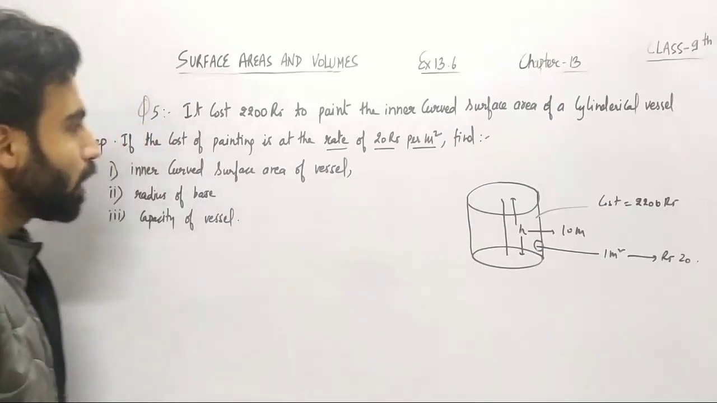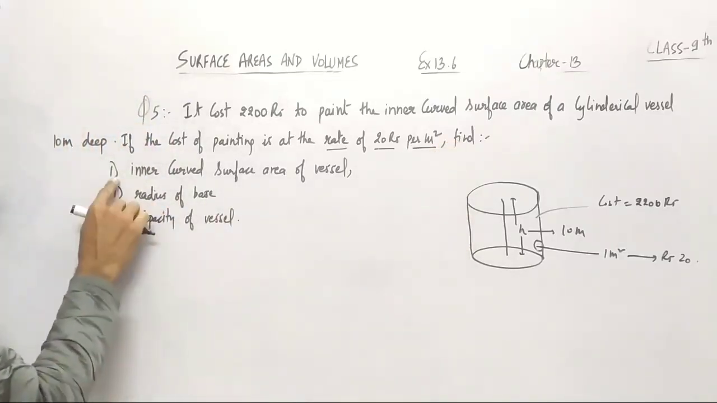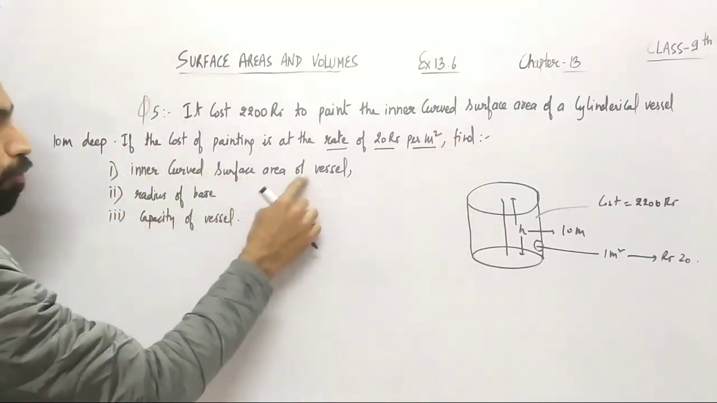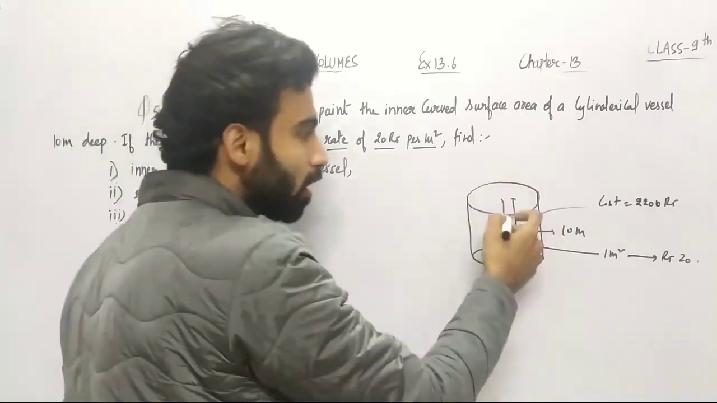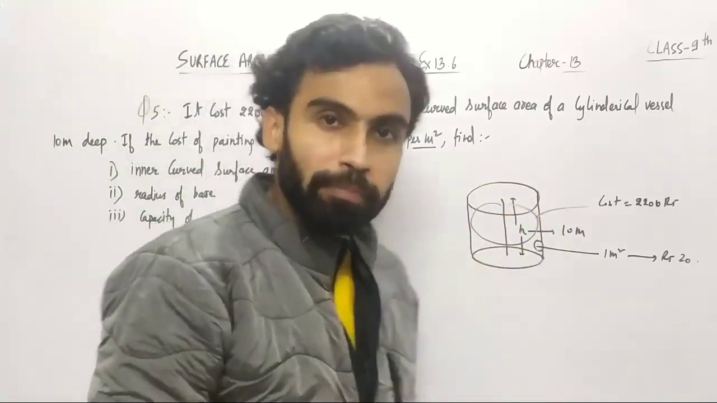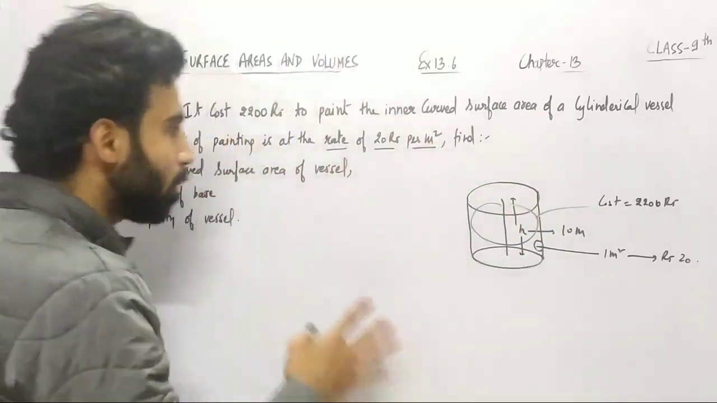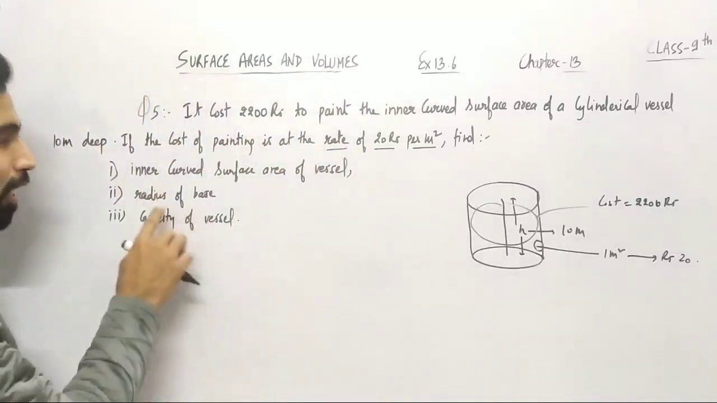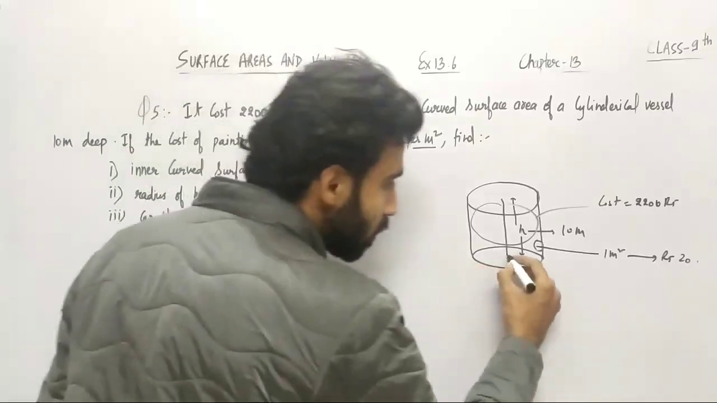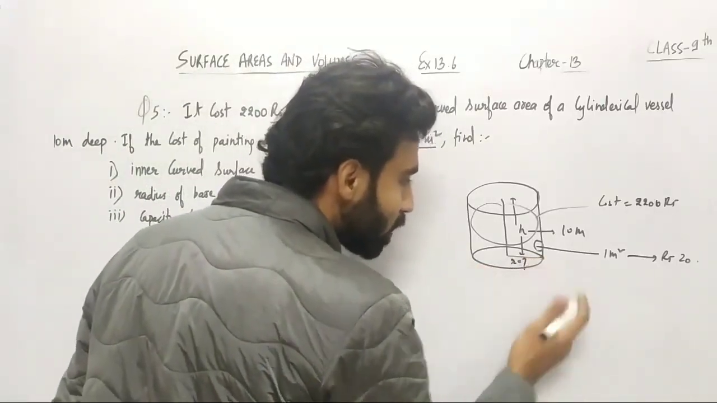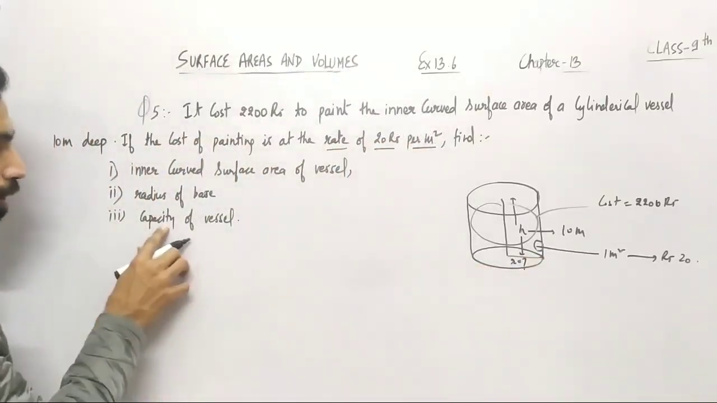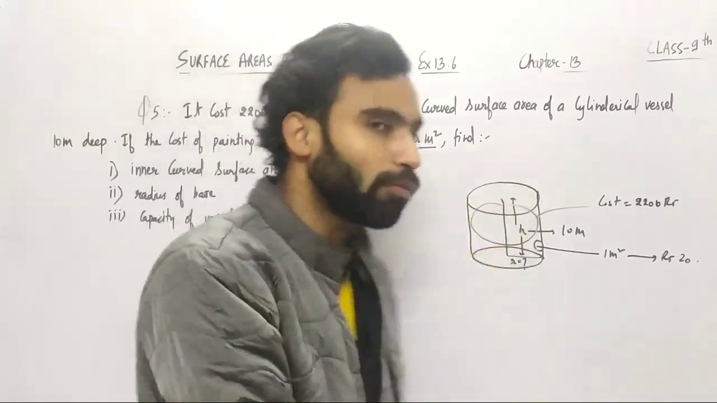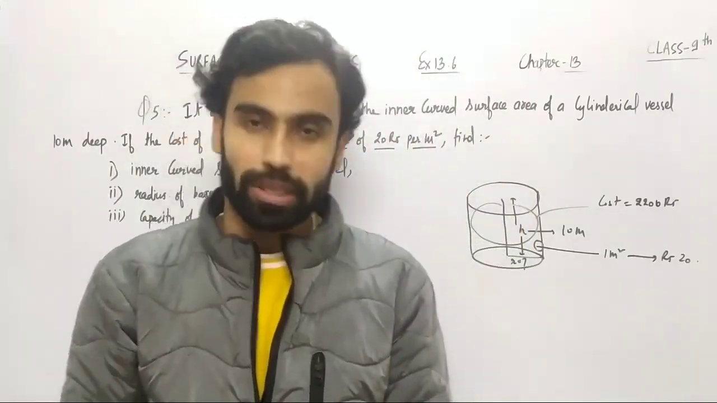सो अब मुझे क्या फाइंड आउट करना है इसमें, फर्स्ट पार्ट में इनर कर्व्ड सरफेस एरिया ऑफ द वेसल, राइट? सो मुझे अंदर का कर्व्ड सरफेस एरिया फाइंड आउट करना है. सो कैसे फाइंड आउट करेंगे, बट बिफोर लेट मी जस्ट ऑल्सो रीड द अदर टू पार्ट. सो सेकेंड पार्ट में हमें फाइंड आउट करना है द रेडियस ऑफ बेस, राइट? Then we have to find out the radius, and in the third part we have to calculate the capacity of this, you can see, cylindrical vessel, right?